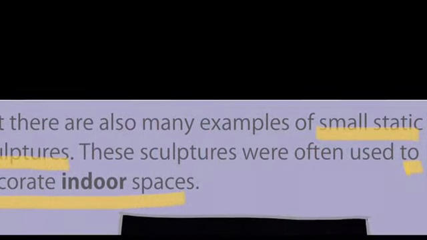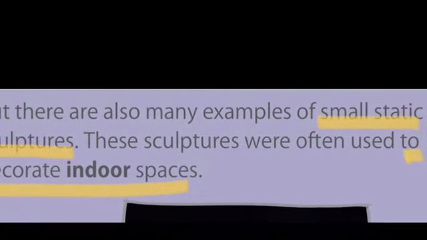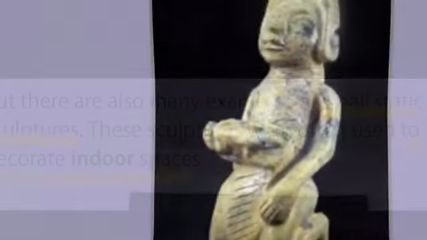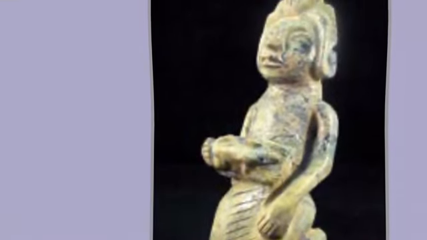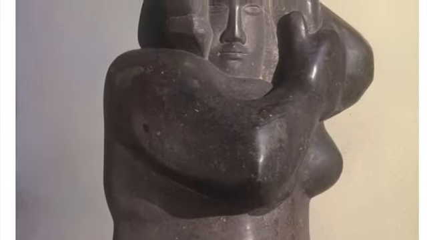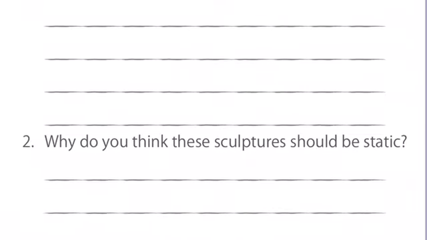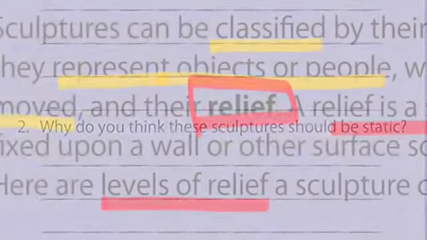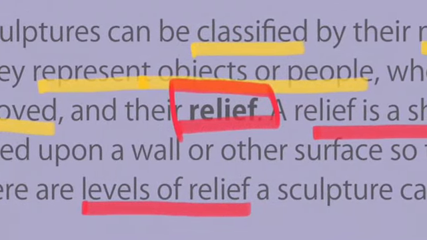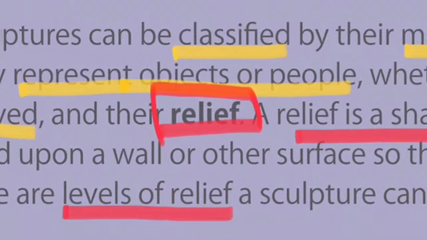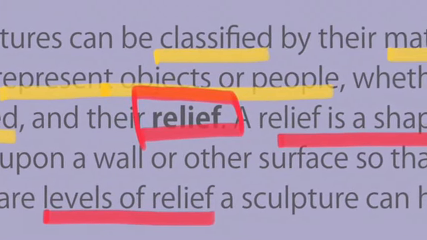Then you will find information about small static sculptures, the ones you find in indoor spaces, the ones you may have inside a house or inside a place. Now your activity 1 is about the static sculptures you know and if you consider they should be static. Then we're going to find the classification of the sculptures according to the relief.